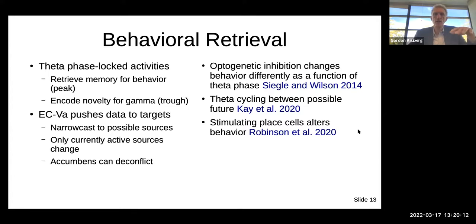These two other studies are important to show that in any cycle there is a choice presented from the hippocampus back to the neocortex, and then finally that optogenetically stimulating place cells does alter the behavior in real time.